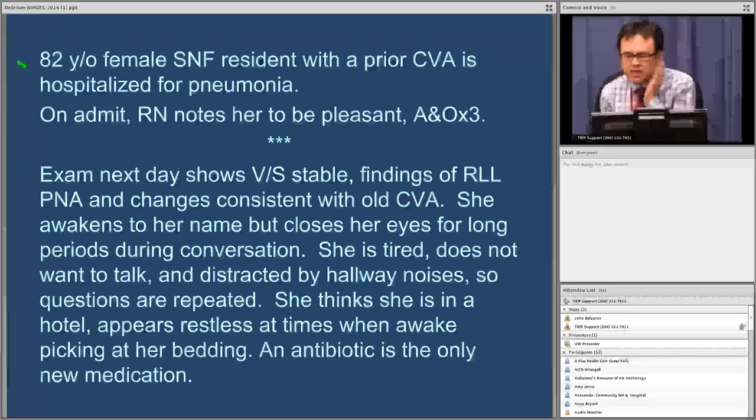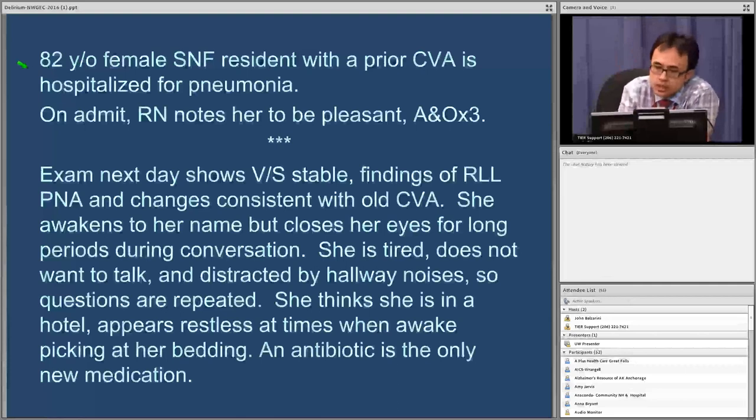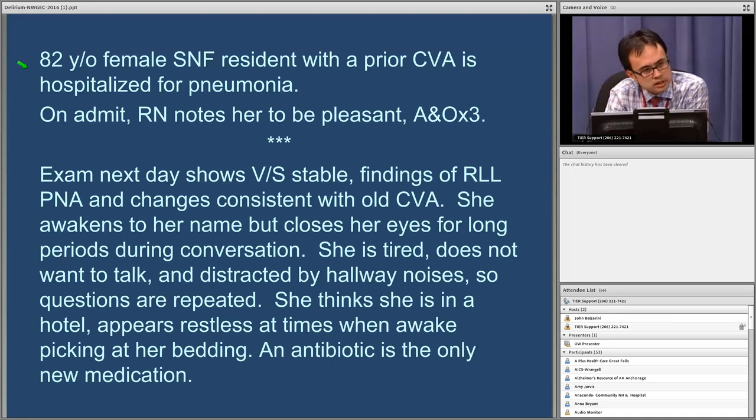So we'll start off with a clinical example. This is an 82-year-old woman who lives in a nursing home. She had a prior cerebral vascular accident, and now she's hospitalized for pneumonia. At the time of admission, when she is admitted to the medical surgical floors, the nurses note that she's pleasant and she's A&O times 3. Unfortunately, the exam the next day shows that she's a little different now. Her vital signs are still stable, and she has findings that are very much consistent with her pneumonia on the right side. She also has those changes that were associated with her old cerebral vascular accident.